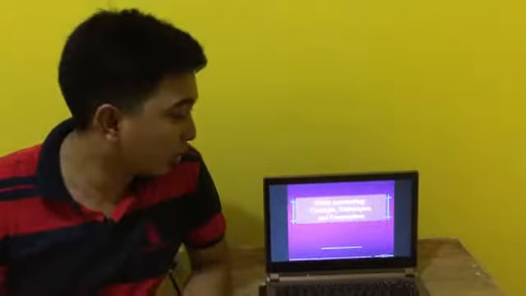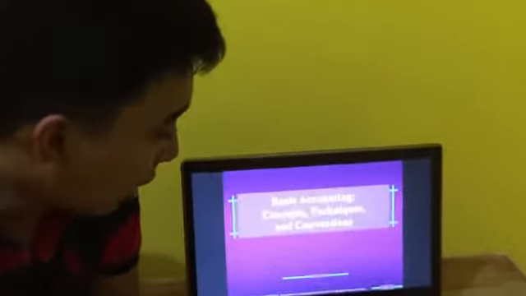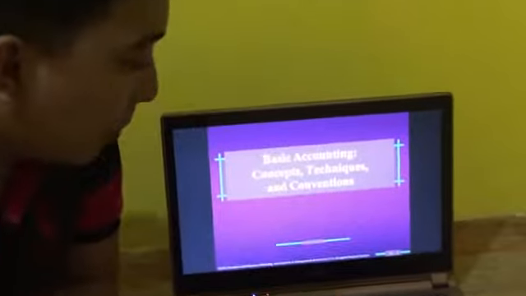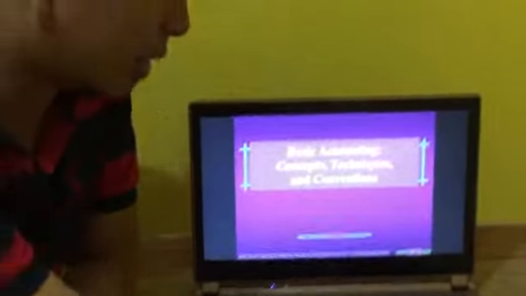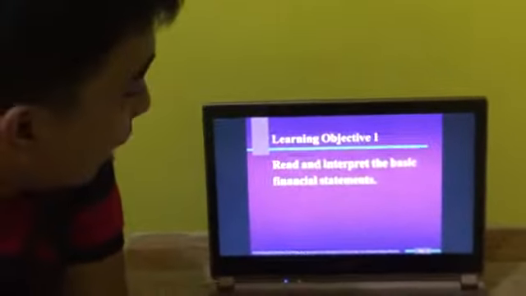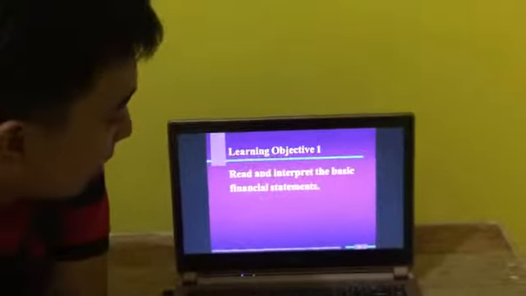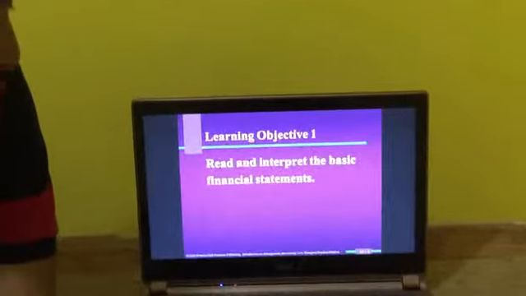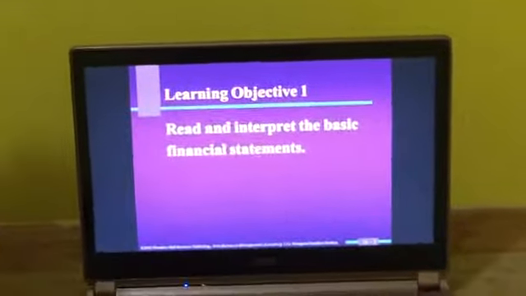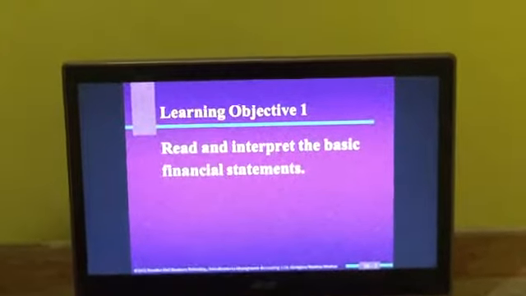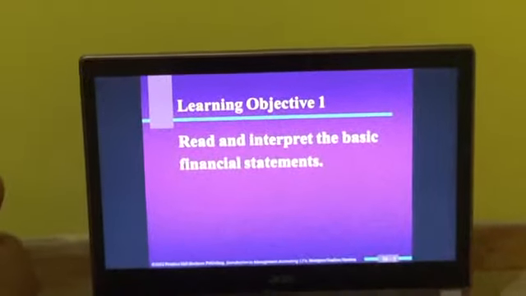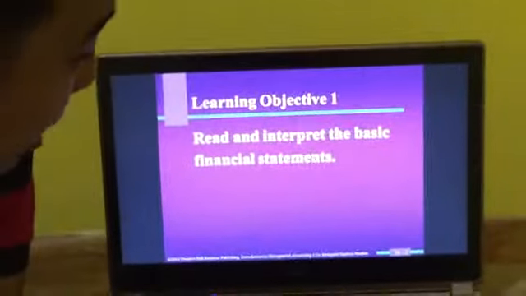So today we are going to discuss the basic accounting concepts, techniques, and conventions. So first, the learning objective: read and interpret the basic financial statements. That's the first thing we should know, to read and to interpret the basic financial statements.